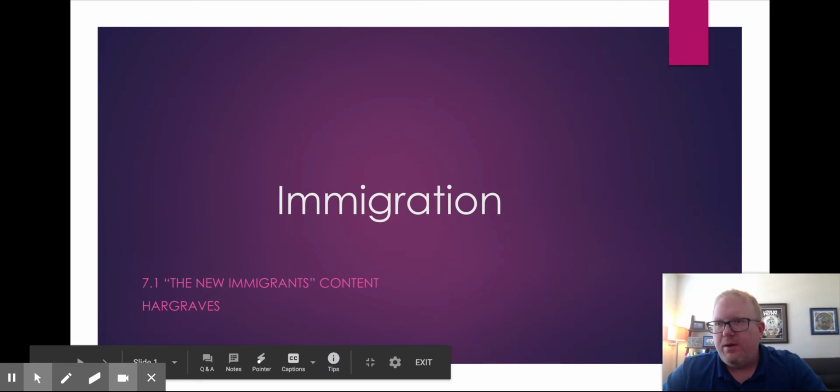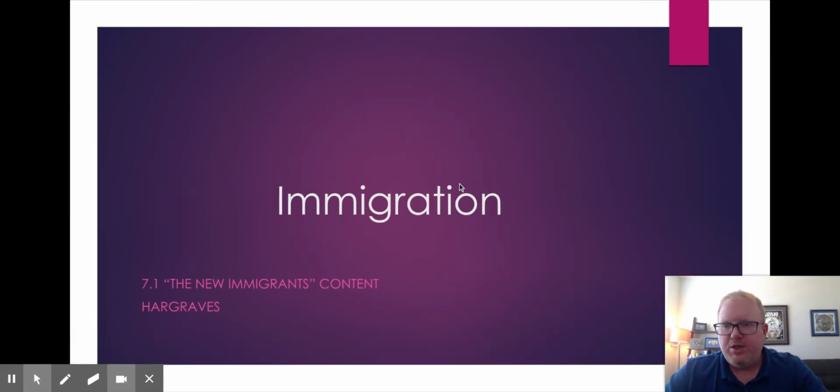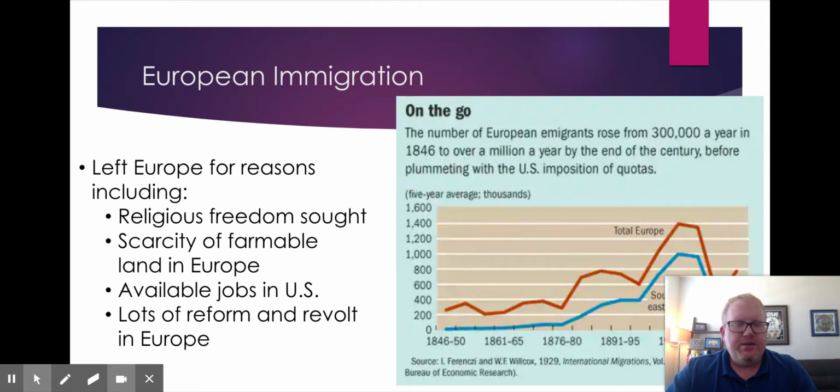Okay, so I'm going to share this slideshow with you about immigration. And we're going to focus first on immigration from Europe. So that's going to be the first region in the world we talk about here. I'm going to try to highlight some of the big things.